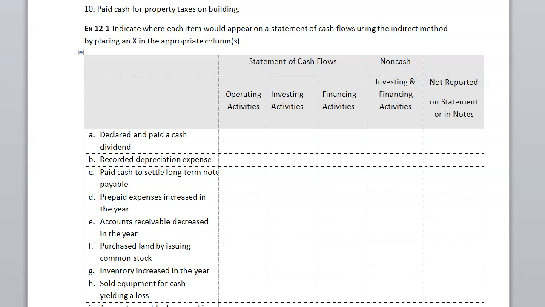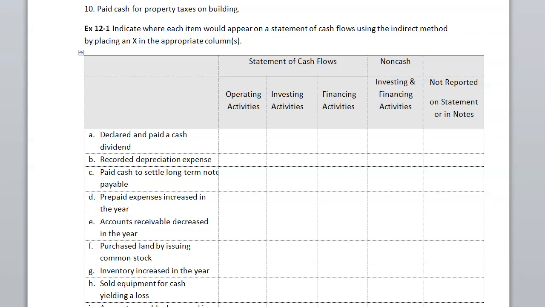Accounts receivable decreased in the year, operating. Purchased land by issuing common stock. This is actually a non-cash. We are purchasing an asset by issuing equity, but you'll see there's no cash involved. Inventory increased in the year, operating.